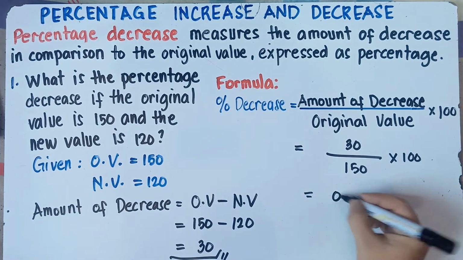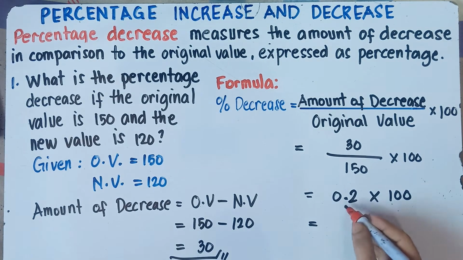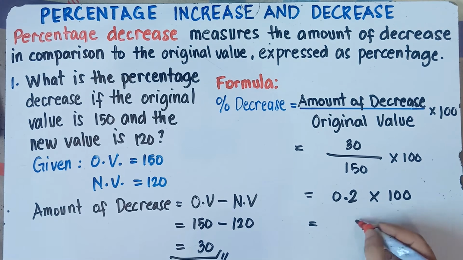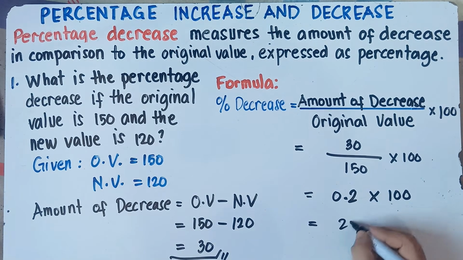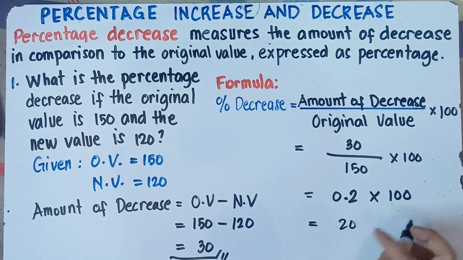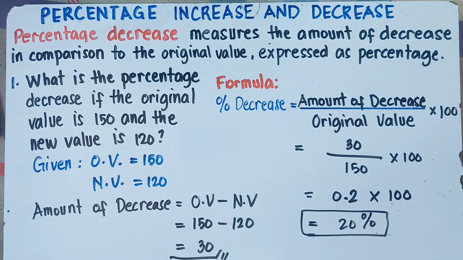Alright, so this is 0.2 times 100. So 0.2 times 100, once again, just simply move the decimal point from left to right twice, and then you will get the percent. 1, then 2. This will be the point. You add 0, that would be 20%. So 0.2 times 100 is 20, then you put percent. That's it, class. That's the answer for number 1. Percent decrease, that is 20%.